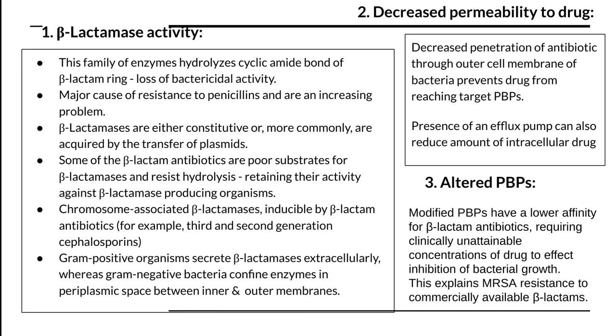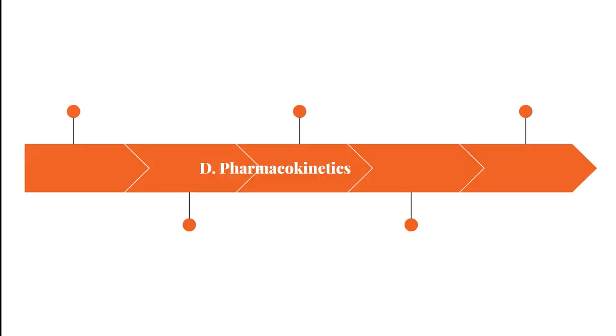Okay. The next thing you should remember is the concept of altered PBPs. If you modify the penicillin binding proteins, there will be a lower affinity for beta lactam antibiotics. So beta lactams won't recognize those proteins if they are modified, and this requires a clinically unattainable concentration of the drug, which will affect the inhibition of bacterial growth. So these are some of the kinds of resistance present.